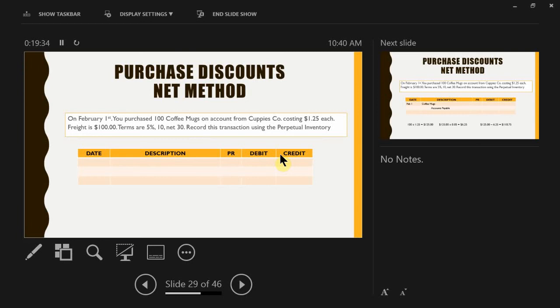So on February 1st, you purchase 100 coffee mugs on an account at Cuppies Co., costing you $1.25 each, with a freight cost of $100. Terms are 5%, 10, net 30, and you want to record this transaction using the perpetual method. So again, if our original assumption is that we're going to take a discount immediately, how am I going to journalize this?